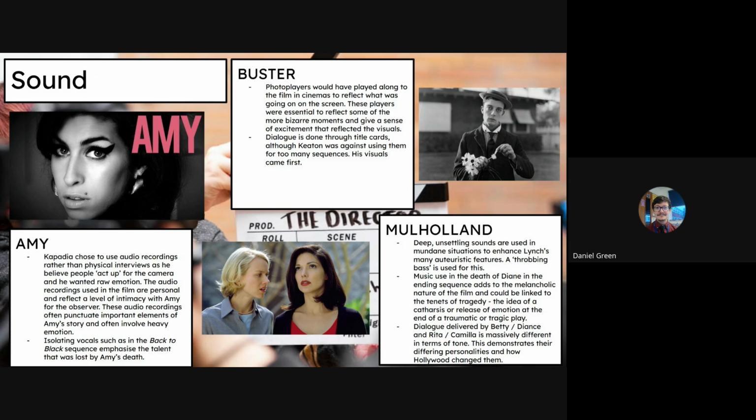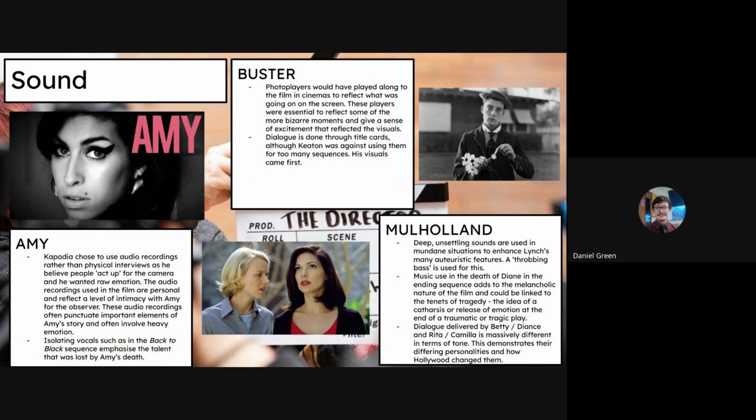But Keaton himself was against using them for too many sequences and instead focused on the visual aspect, much like German expressionists at the time. He wanted to mainly focus on visuals, which several directors took forward from this point onwards. So dialogue was sort of secondary, hence why he limited the use of title cards. He just wanted people to see the visuals and know the plot from that.